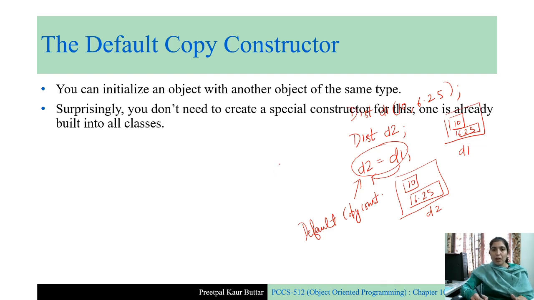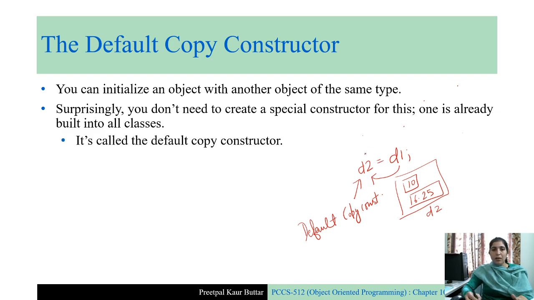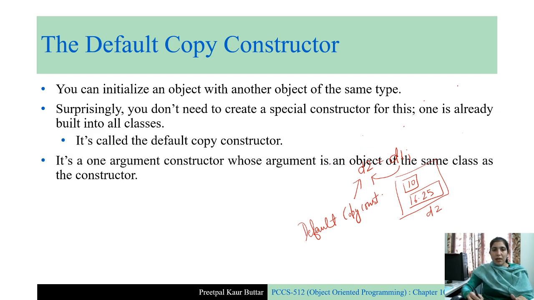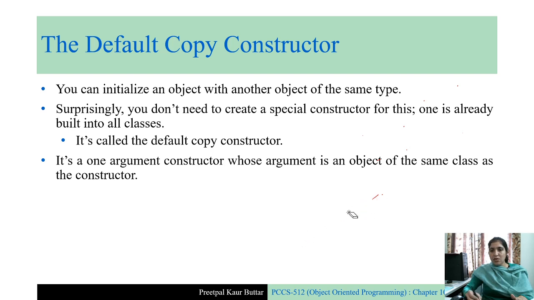But if you create your own copy constructor, then the default copy constructor is not created by the compiler. As I already told you, you do not need to create any special constructor for this. It is already built into all the classes. So the compiler automatically generates the default copy constructor, and it is a one argument constructor whose argument is an object of the same class as the constructor. So what does this copy constructor look like?